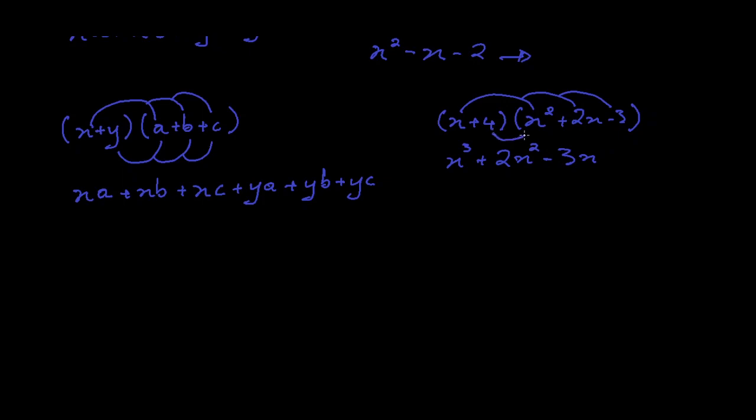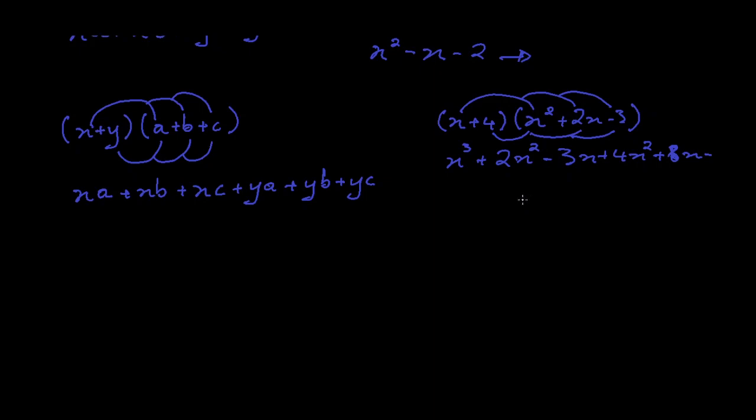4 also multiplies everything in the second bracket. So this 4 here is going to multiply the x squared, which will bring us to 4x squared. Then this 4 is going to multiply the 2x, which will bring us to plus 8x. I don't know why it doesn't look like 8x. Then this 4 is also going to multiply the negative 3 at the end, which will bring us to negative 12.